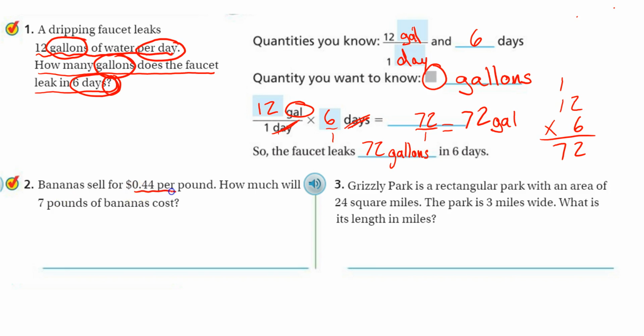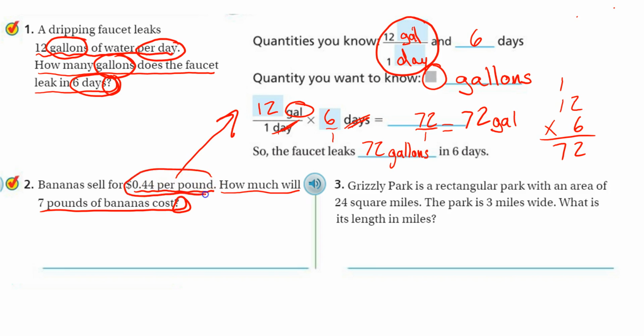All right, let's go down to number 2. Bananas sell for 44 cents per pound. How much will 7 pounds of bananas cost? So we're setting this up just like we set this one up. We start with the ratio, and in this case, this is our ratio. 44 cents per pound. So 44 cents, and it's per 1 pound. And this is money, this is pounds.